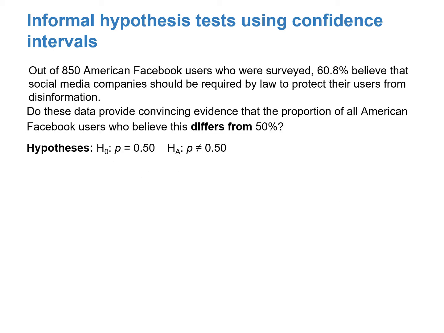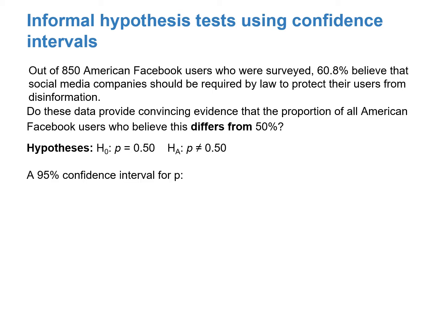Looking at the example that we used in our hypothesis test for proportion video, where we saw that out of 850 American Facebook users, 60.8% believe that social media companies should be required by law to protect their users from disinformation. We wanted to know, do the data provide convincing evidence that the proportion of all American Facebook users who believe this differs from 50%? And we formulated our hypotheses with a null value, p sub 0, of 0.50.